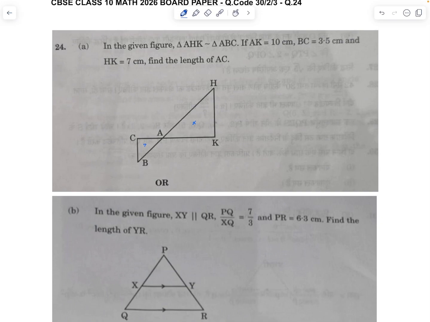If AK is 10 centimeter, BC is 3.5 centimeter, HK is 7 centimeter. Find the length of AC.